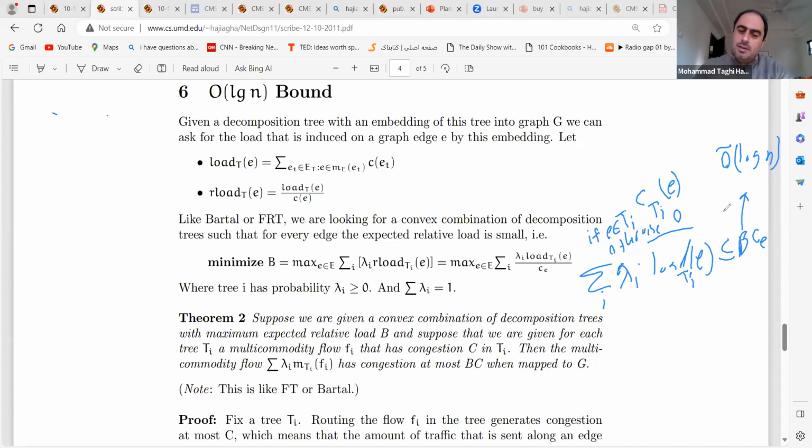By the way, let me give an example. How can we use this now to solve a cut problem on trees? In particular, the bisection problem.